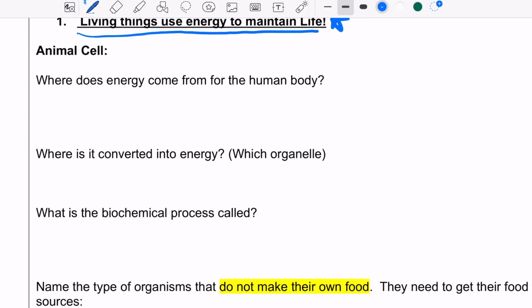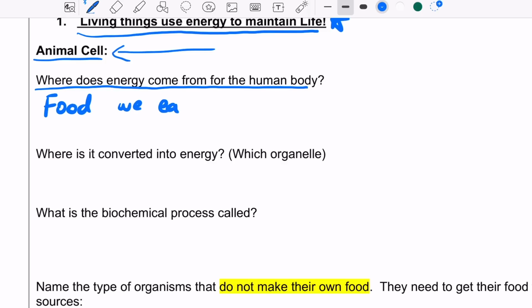So let's talk about energy and the animal cell. We're going to see the animal cell in a future lesson, breaking it down. Where does energy come from for the human body? We know that for Earth, energy comes from the sun. For the ecosystem, for Earth, for life, energy comes from the sun. But once that happens, where do we get energy for the human body? We get energy from the food we eat. And within that food, it's from chemical bonds.